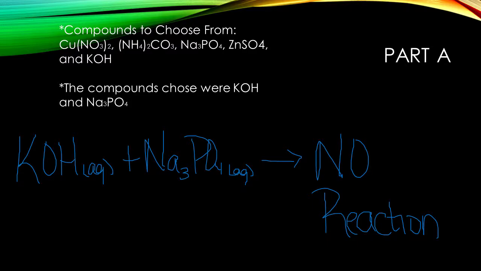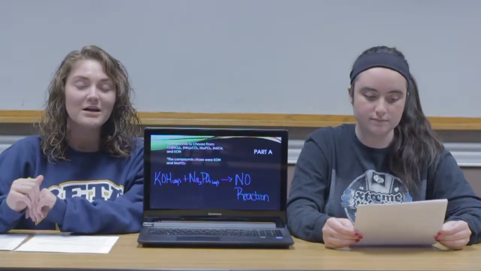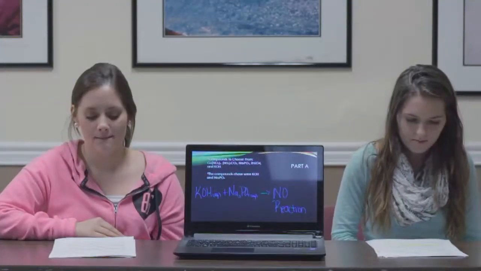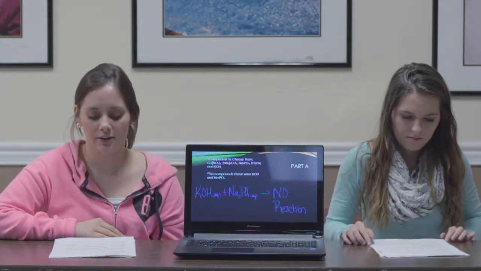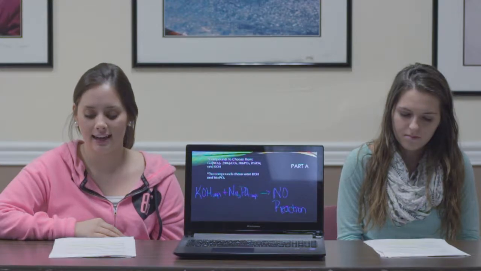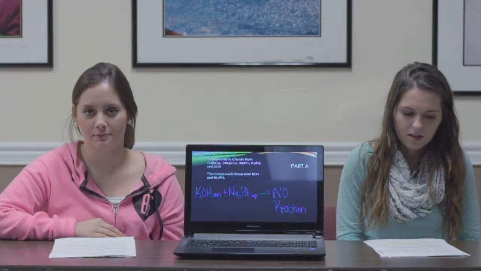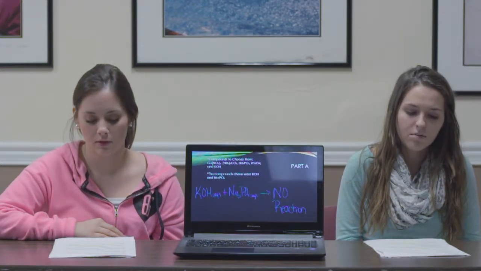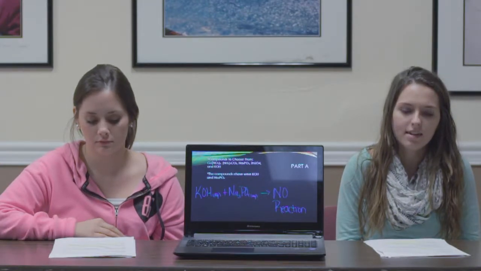There were 3 parts to this experiment. In part A, 2 compounds were chosen from the following. These 2 compounds were KOH and Na3PO4. The 2 compounds were mixed together. KOH was a yellowish solution and Na3PO4 was clear. There was no precipitate formed, therefore there was no chemical reaction in the test.